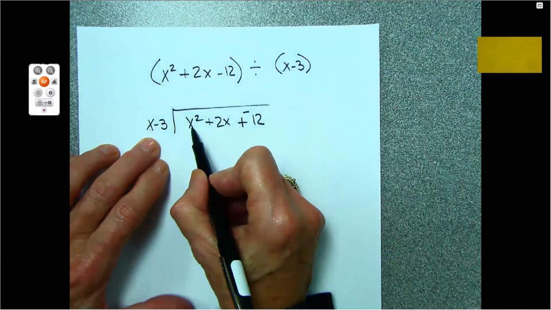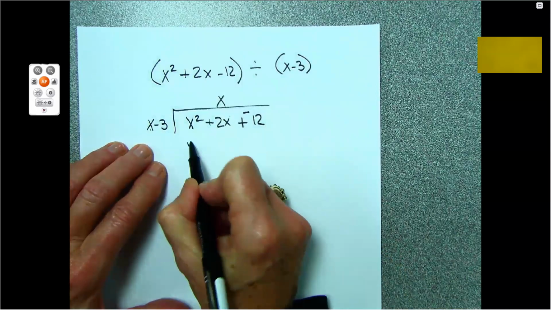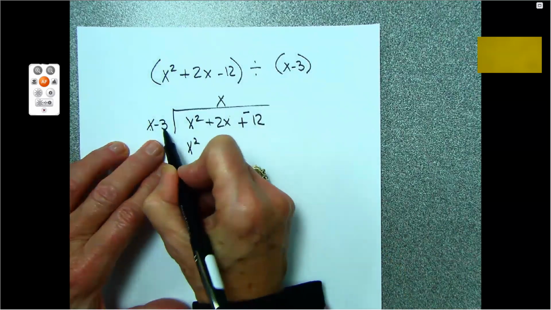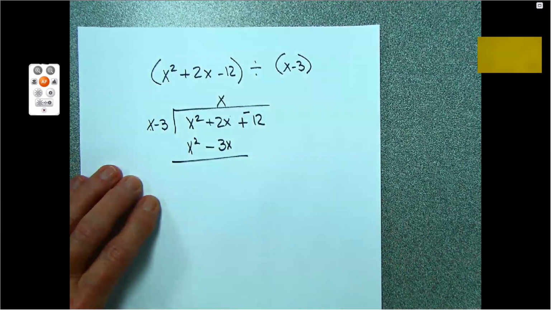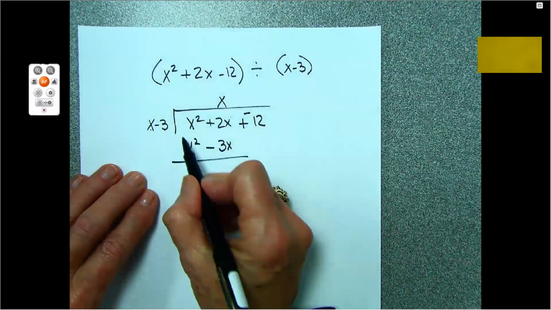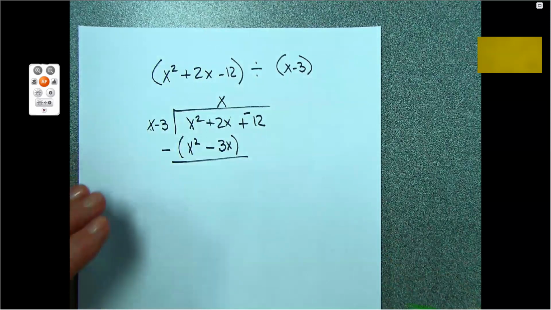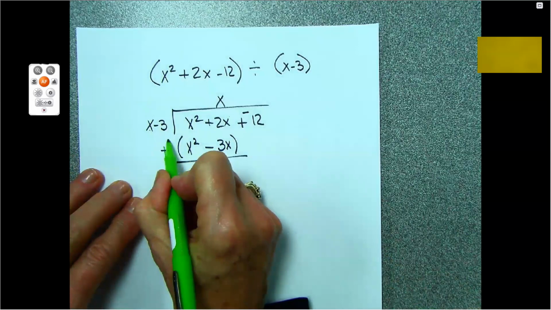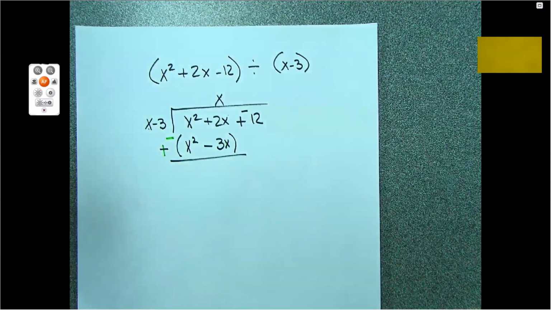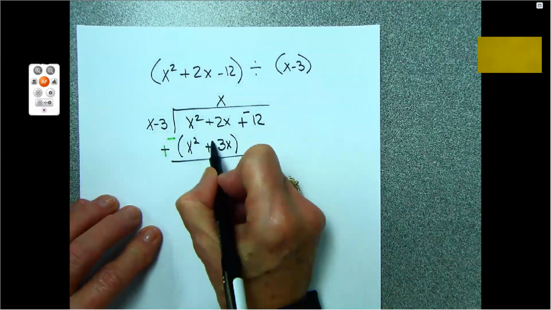X goes into x squared how many times? X. X times x is x squared. X times a negative 3 is going to be a negative 3x. Draw your line and subtract the whole polynomial. We're going to change subtraction to addition and add the opposite.